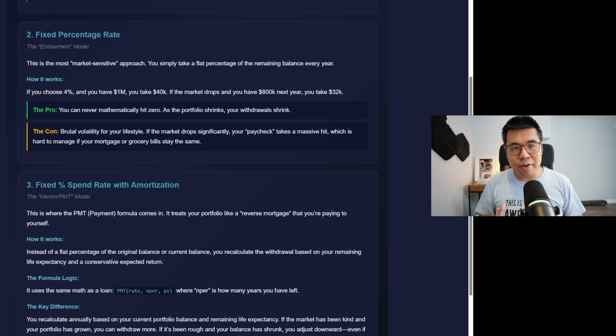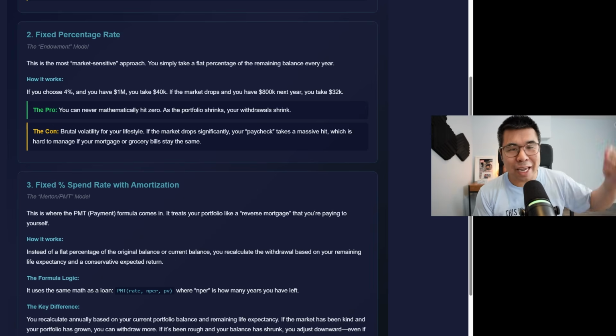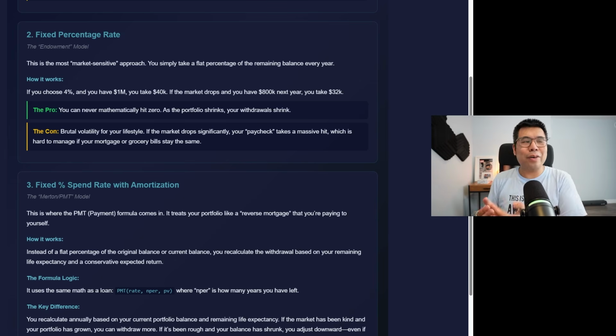It's not like the previous version where it's about the same year to year, the same purchasing power. Here, it can change drastically, but the pro I put here is that you can never mathematically hit zero, because you can keep taking 4% of even the smallest number, right? Even if you're down to $1, you can withdraw 4%, but of course, at that point, it's not a realistic, meaningful amount. You're not going to live off of 4% of $1, but that's just a feature of this way of looking at things.